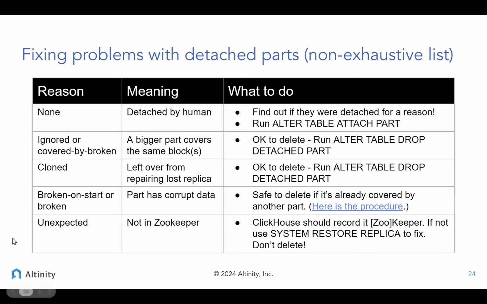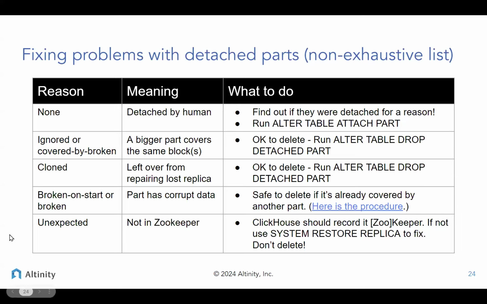And then finally, parts could be unexpected. What this means is, hey, ClickHouse found a part in the table that it can't see in Zookeeper. And so ClickHouse is then asking, why is that? We're going to detach the part because we don't think it belongs to the table. Other replicas don't have it. And then it's up to you to figure out what's going on.